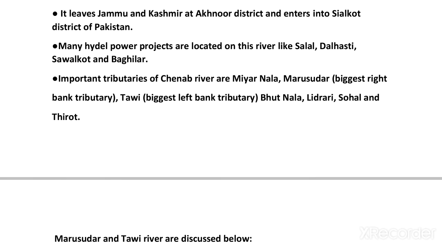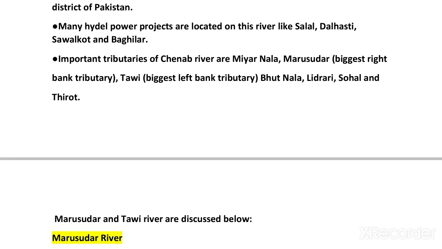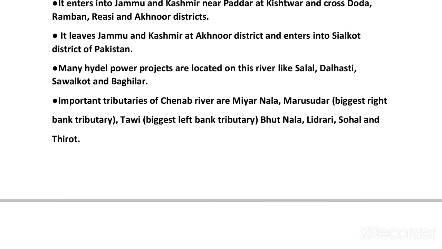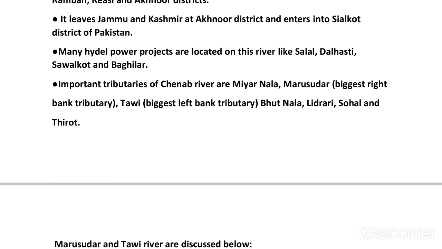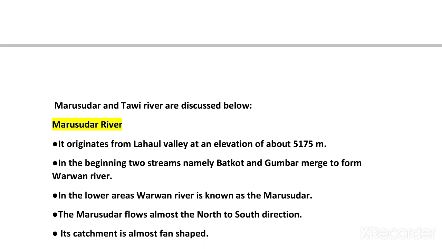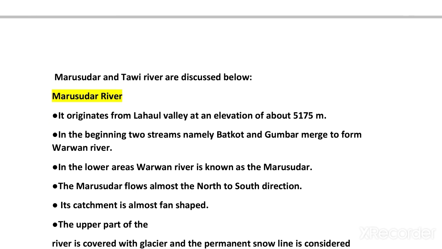Important tributaries of River Chenab are Mirnala, Marusudar. It is the biggest right bank tributary of the River Chenab. Tavi, it is the biggest left bank tributary of the River Chenab. Budnala, Lidrari, Suhal and the Thirot. They are the tributaries of River Chenab. River Marusudar and the River Tavi are discussed below.